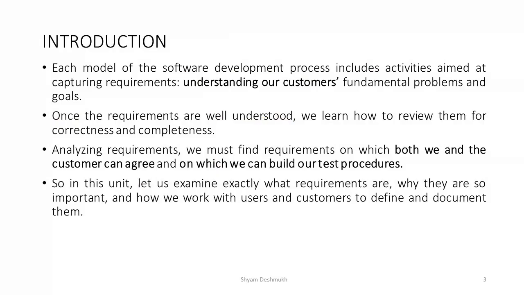In the earlier unit, we learned several key steps for successful software development through various process models. Each model of the software development process includes activities aimed at capturing requirements, understanding our customers' fundamental problems and goals. These models help to understand the requirements and document the relationships among them. Once the requirements are well understood, we learn how to review them for correctness and completeness.